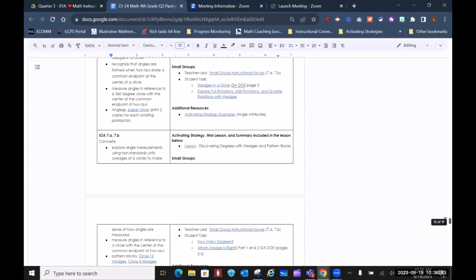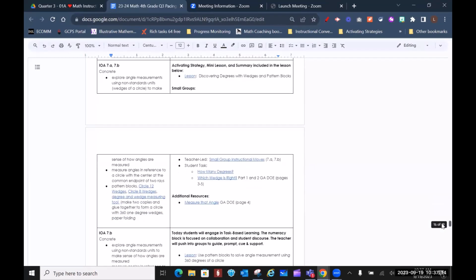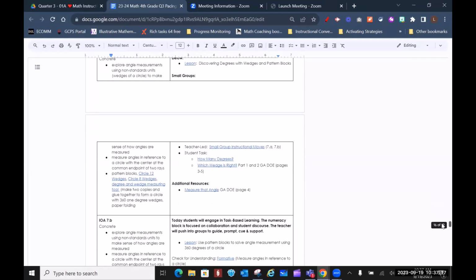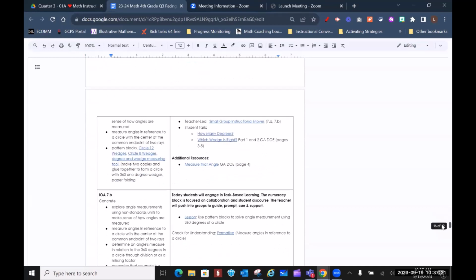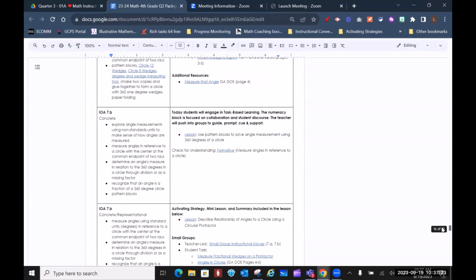Then you can see we have another concrete day where they're discovering degrees with wedges and pattern blocks. We're still thinking about non-standard units, wedges of a circle, before we get into standard units. So you'll see with our bullets that we start with non-standard, and I'll point out when we start to use degrees. So now we're into 7B, IOA 7B.